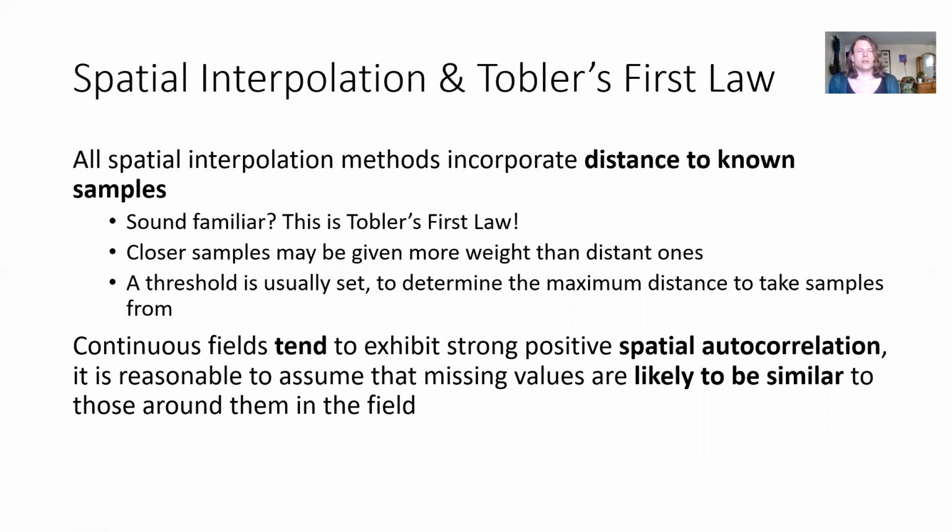So all spatial interpolation methods incorporate distance to known samples, and if this sounds familiar, that's because they exploit Tobler's first law of geography. Closer samples are going to be given more weight than distant ones. And a threshold is usually set to determine the maximum distance to take samples from. Most continuous fields tend to exhibit very strong spatial autocorrelation, so it's pretty reasonable to assume that values that are missing are likely to be similar to those that are around them in the field.